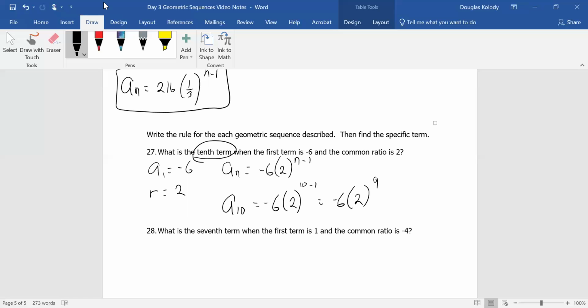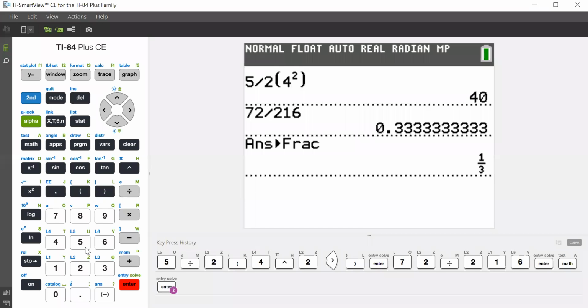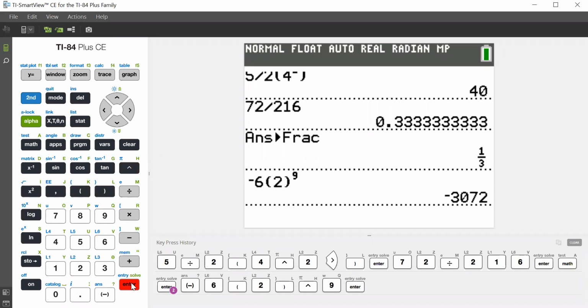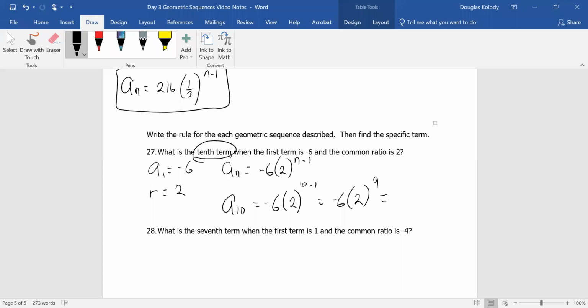Let's consult our calculator. -6. Remember, you're hitting this button down here. -6 parenthesis 2. And you can close your parenthesis if you want to, to the 9th power. Hit enter. -3072. How cool is having that calculator right there on your computer screen? What was it again? -3072. All right. Good job, everybody.